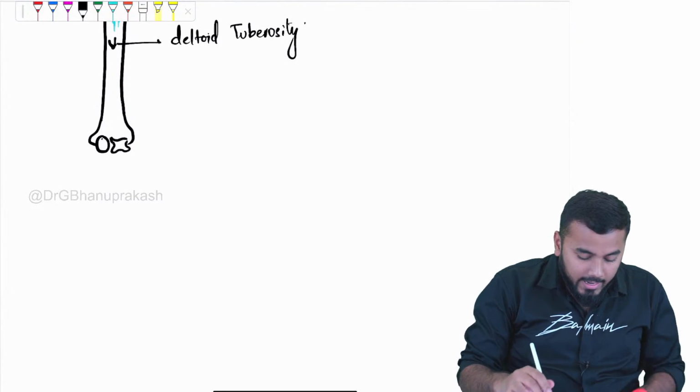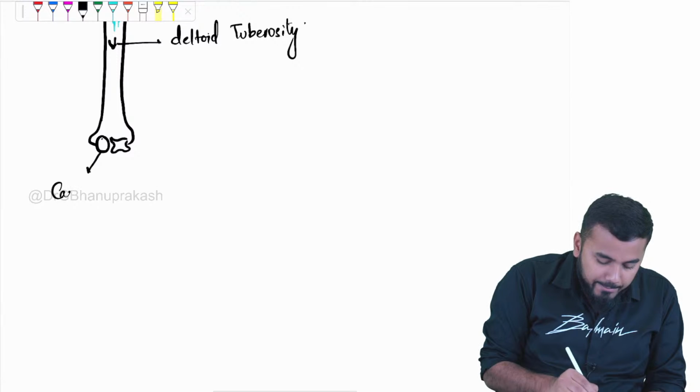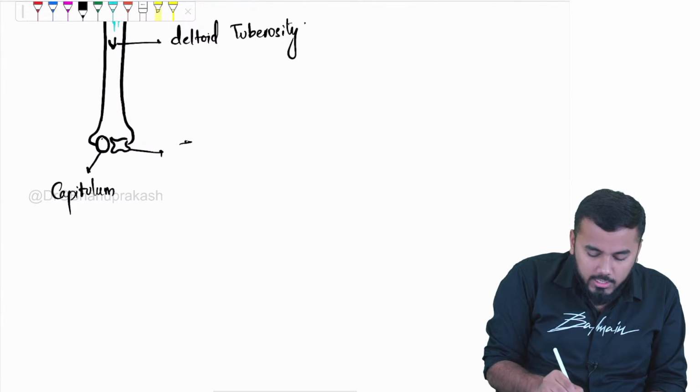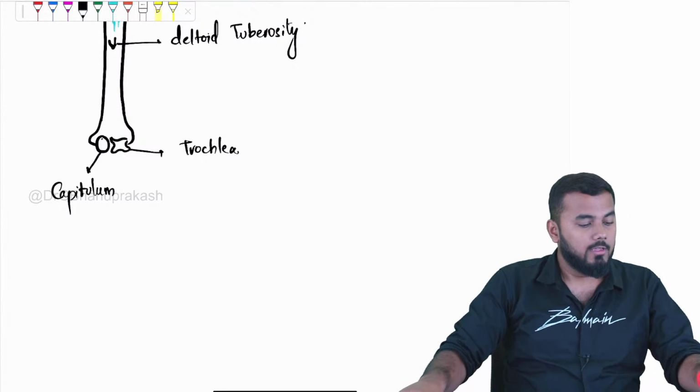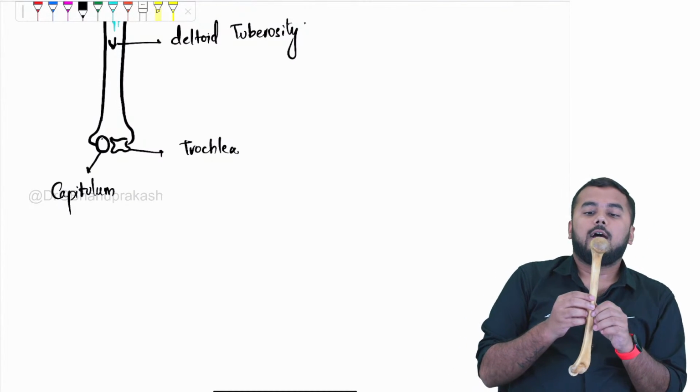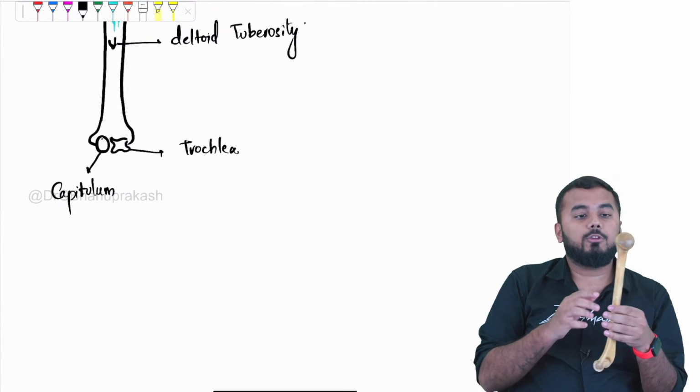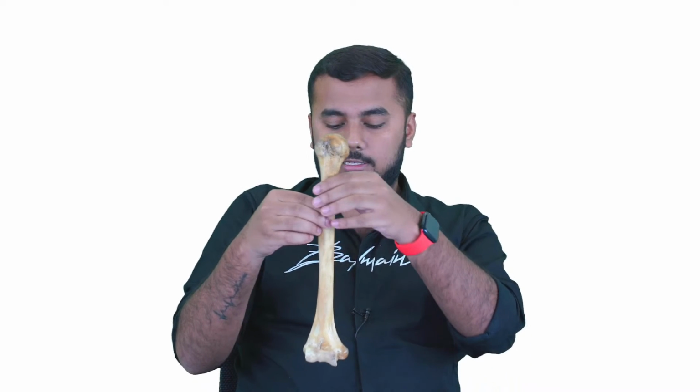Right. And this round part is called the capitulum. And this part is called the trochlea. So this is your humerus. How do I hold my humerus? Look at the lesser tubercle; that should face you. It means this is the right humerus.